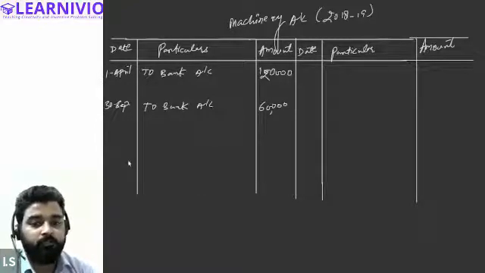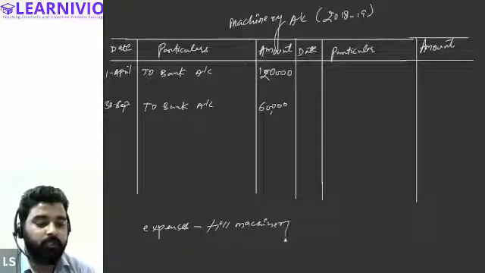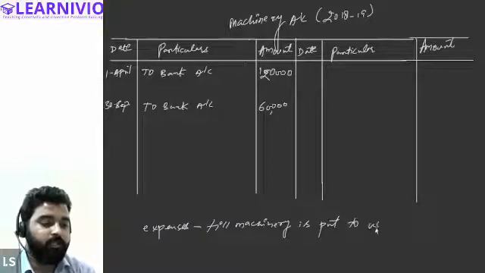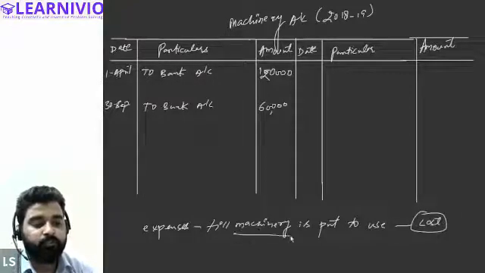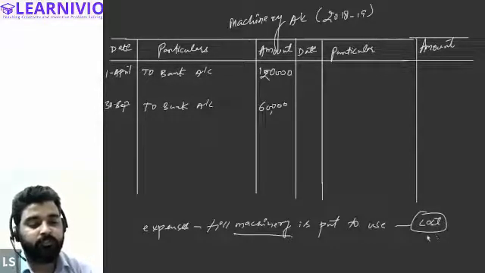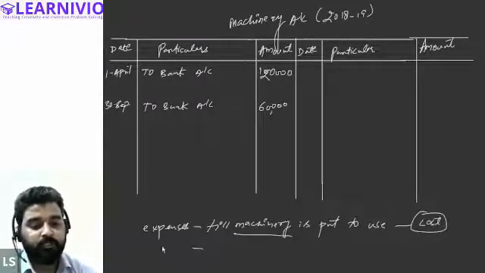Yes, sir. Right. So listen to me carefully. Any expense that is incurred till the machinery is put to use is considered as part of cost. That will be included in the cost of the machine. But any expense after the installation of machinery will not be part of machinery.